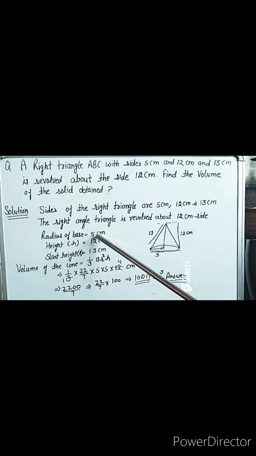Now the radius of base is 5 centimeter, height 12 and slant height is 13 centimeter. Now the volume of the cone formula is 1 by 3 pi r square h. Putting the values of pi, r and h, after solving this part, we get 2200 upon 7. And 22 upon 7 we can write as pi. That means 100 pi centimeter cube is the answer, because 22 upon 7 is equal to pi.